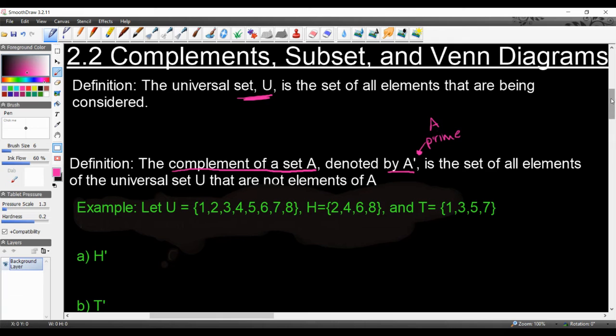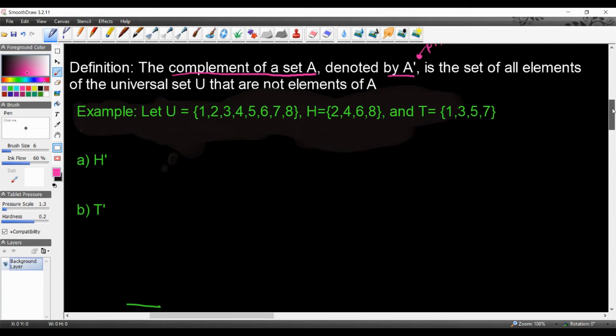So we're going to start right with an example just to kind of show you this idea. We're going to let U, the universal set, so the set where all the elements are being considered, be equal to 1, 2, 3, 4, 5, 6, 7, 8. So pretty much 1 through 8. H is equal to 2, 4, 6, 8, and T is equal to 1, 3, 5, 7. So we have these three different sets. The universal set, which again is this one, okay? We have H and we have T, which are just other sets that happen to have fewer numbers in them.